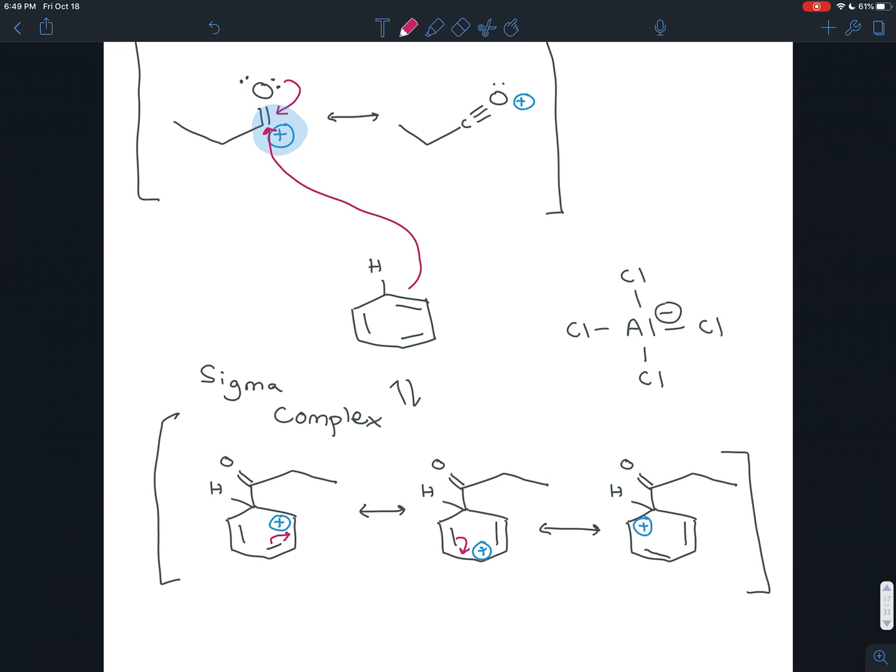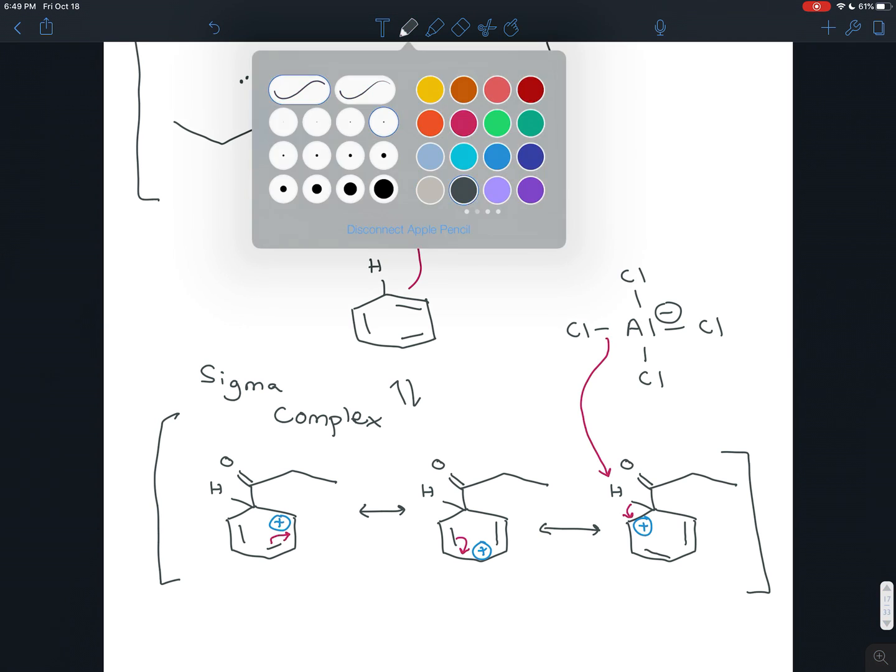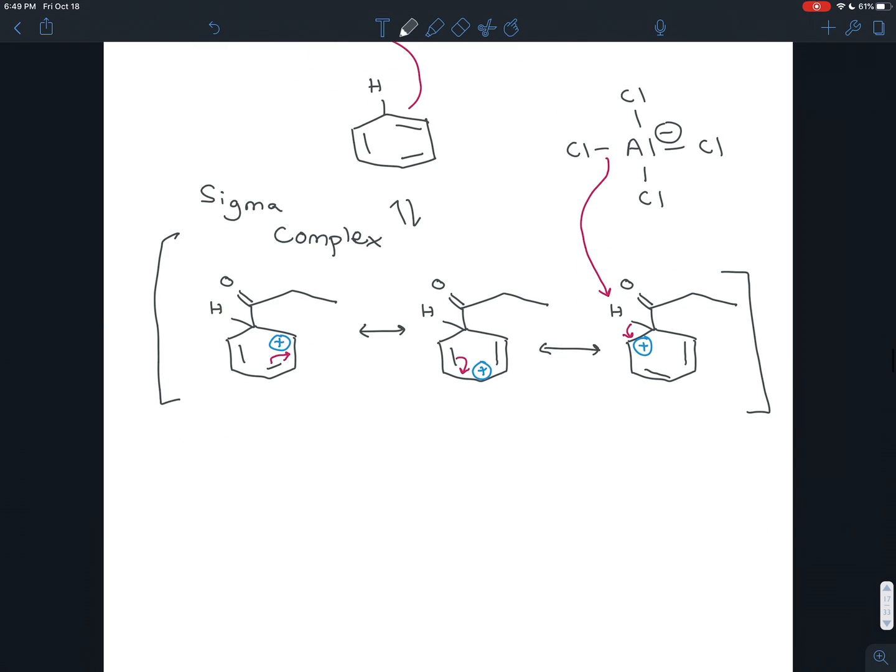Aluminum is a metal. It has very low electronegativity. It's not able to hang on to those. And so one of the chlorines takes its electrons, steals the hydrogen, and those electrons that were keeping the hydrogen on the benzene go to reform the aromaticity. So you end up with your benzene ring with its aromaticity back, but now you have this acyl group attached to it.